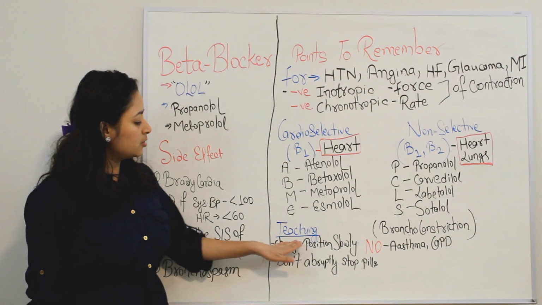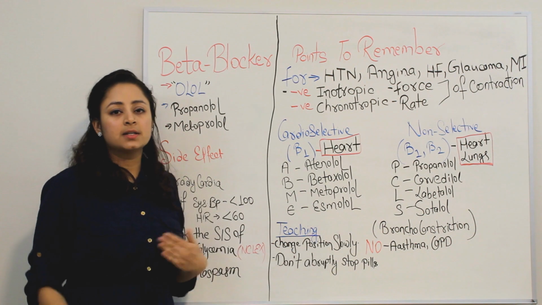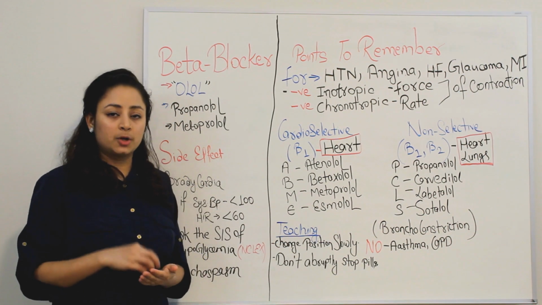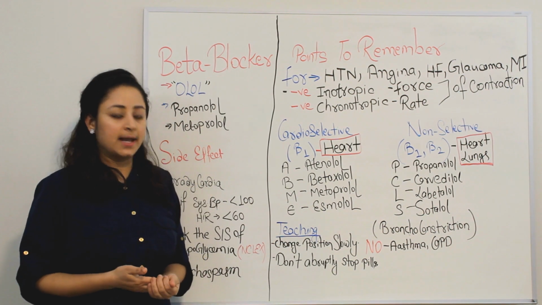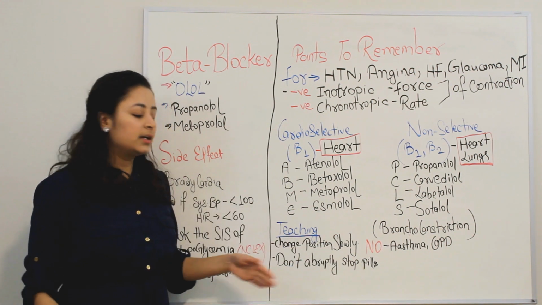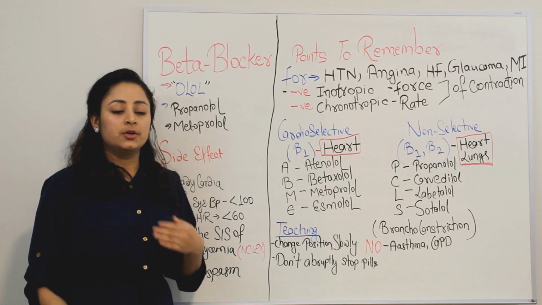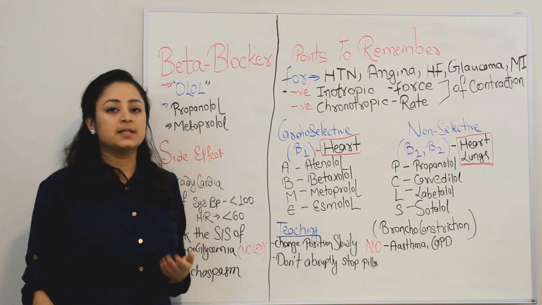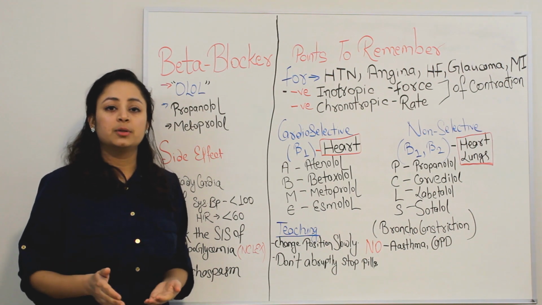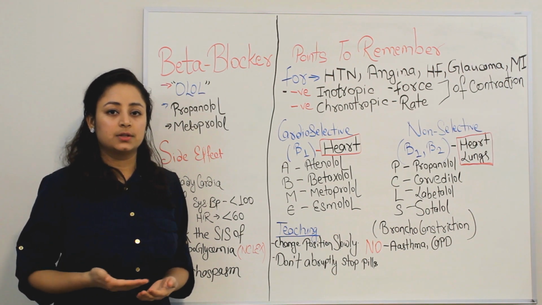And the nursing education for the patient is to change position slowly, because this can drop the blood pressure and cause orthostatic hypotension. And don't abruptly stop the pills, because this can lead to rebound hypertension, rebound tachycardia, or a hypertensive crisis. So we can't stop the medication suddenly, but we can taper off the dose.